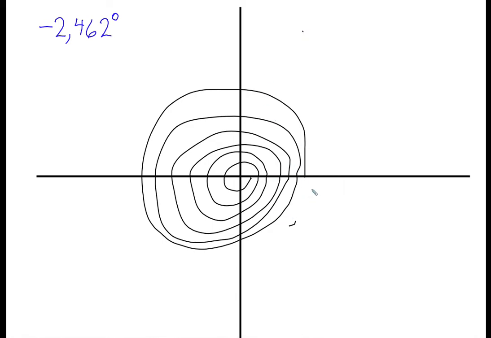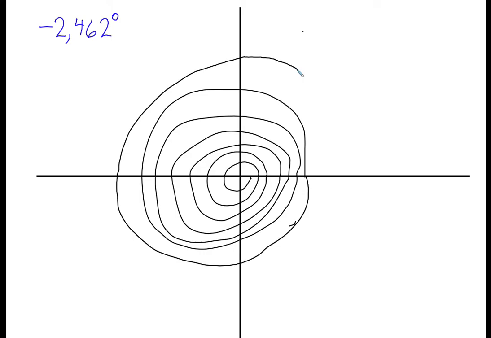So I've done my 6 circles. Now I need to go negative 302 degrees. There's negative 90, negative 180, negative 270, so 302 is 32 more degrees. I'm going to end up right about there. And this is my terminal side of that angle. There's my negative 2,462 degrees. I end up in quadrant 1.